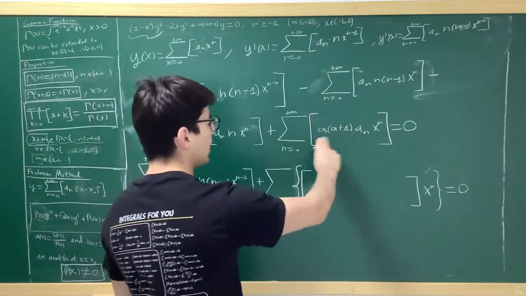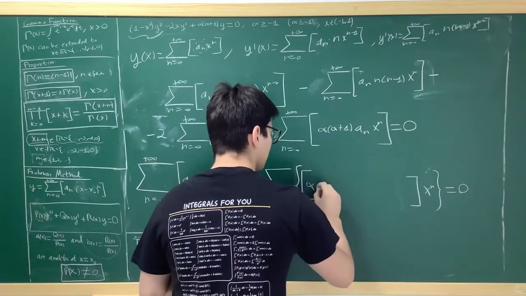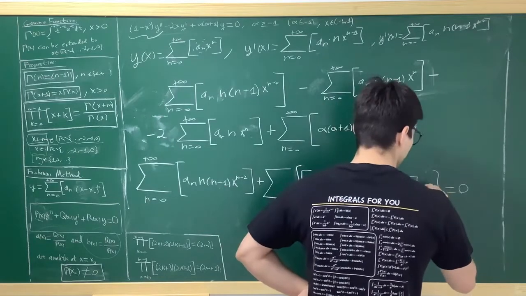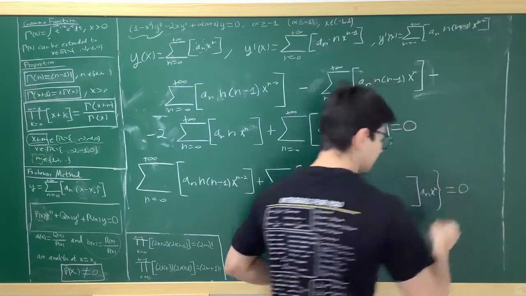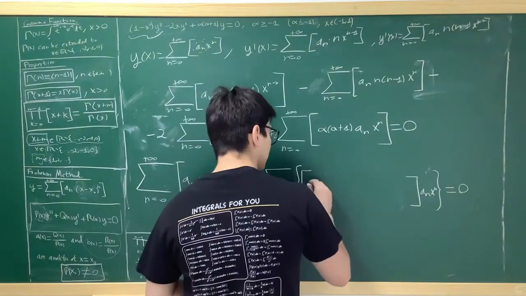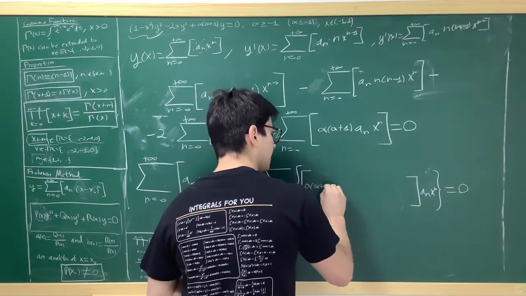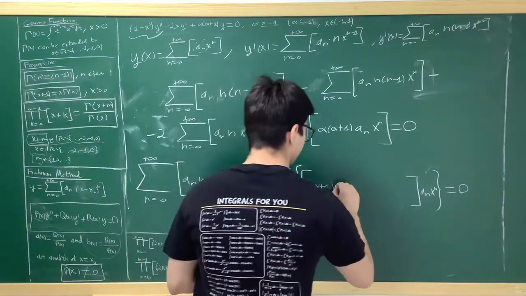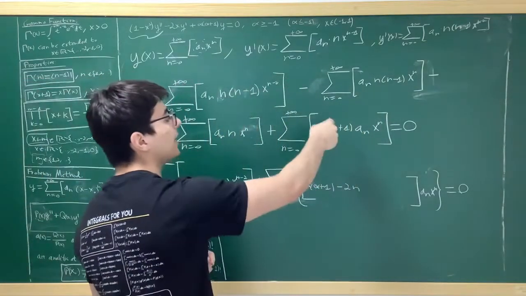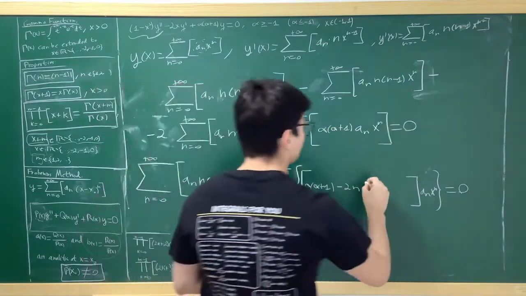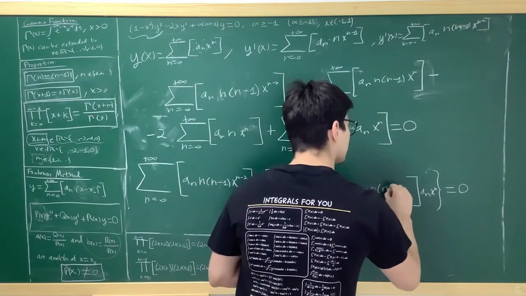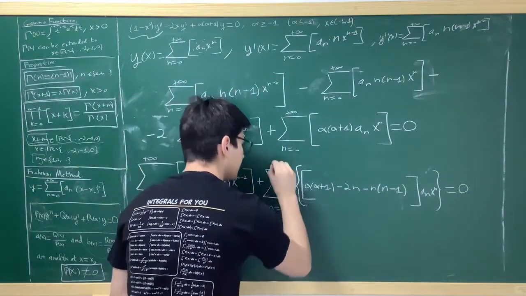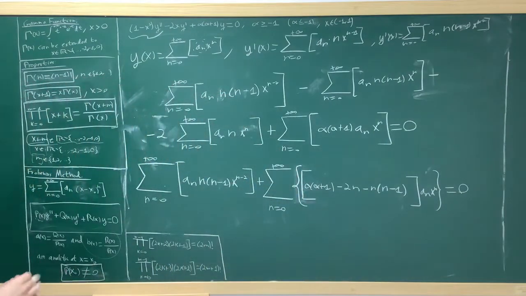And here we have a_n x^n, because it's common for all of them. So we get alpha times alpha plus 1 from this sum. Here we get minus 2n, and here we get minus n times n minus 1. And well, the limits, as we said, are from 0 to positive infinity. So this is what we get.